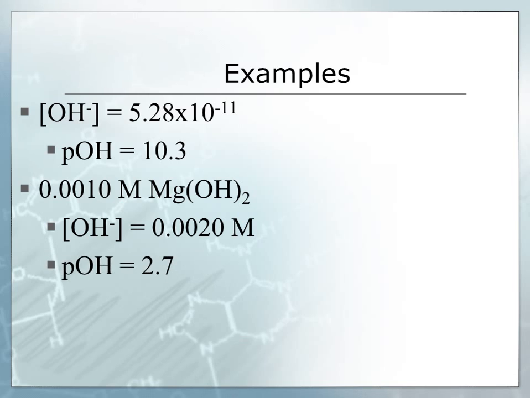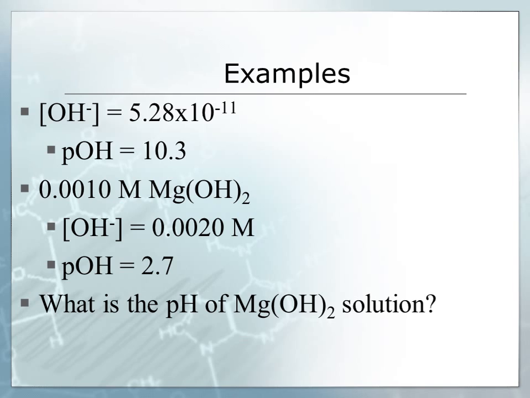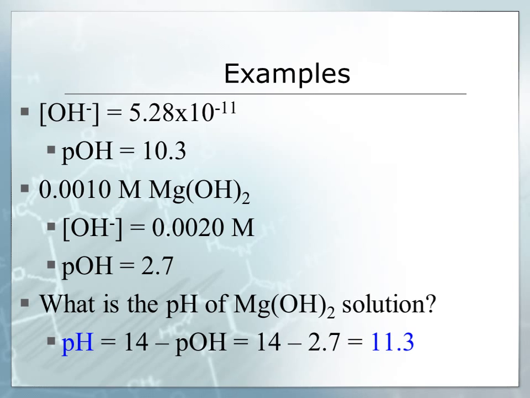Taking the negative logarithm of that value, we should get a pOH of 2.7. Subtracting that from 14 gives us a pH of 11.3, and therefore we would classify this solution as basic, as we would expect.